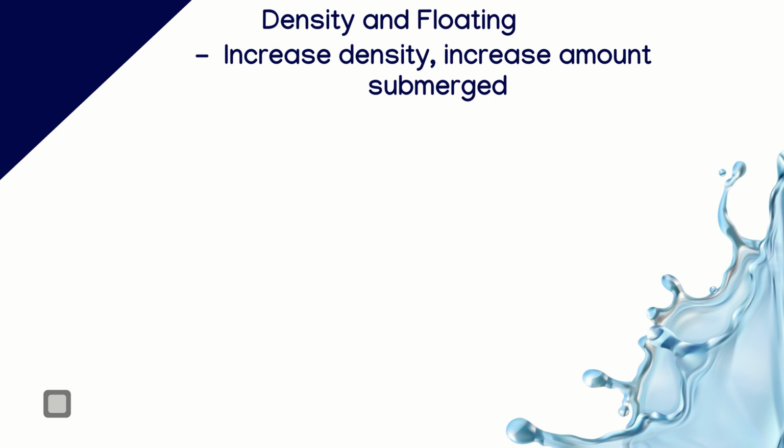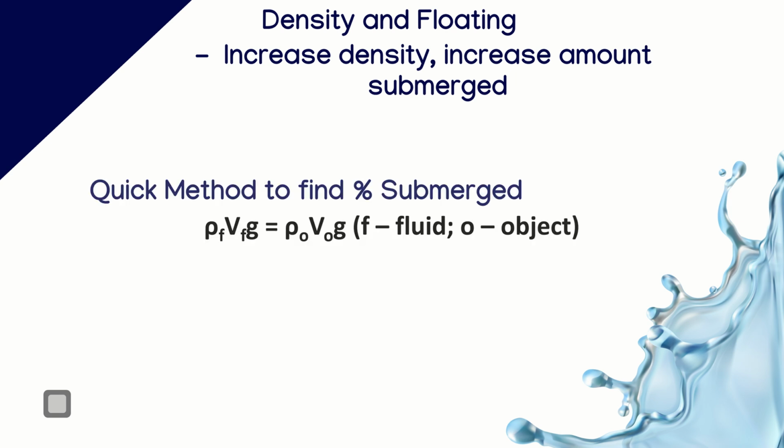All right, getting into floating, and why do objects float? Well, in chemistry we just go with the idea that if it has a larger density, it should sink. And so if I have an increased density, more of it should be able to submerge in the liquid. Obviously, if it's greater than the density of the liquid or the fluid, it should completely sink to the bottom, okay? So what we're going to be calculating quite often is what percentage of the object is submerged. And we can use this relationship, okay?